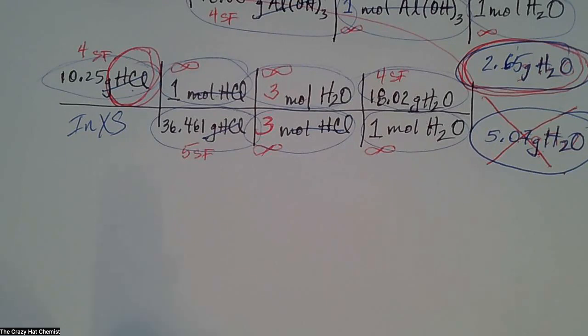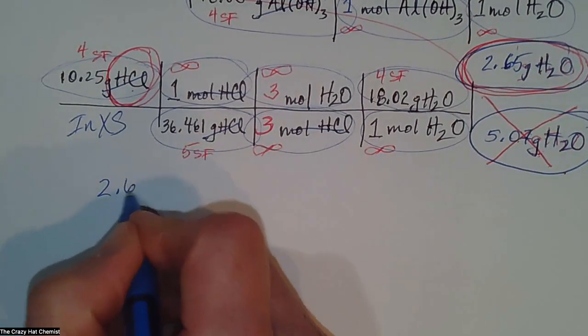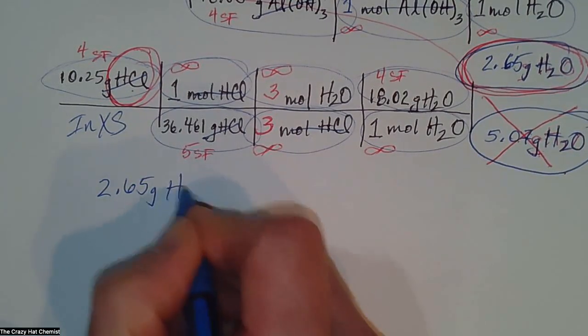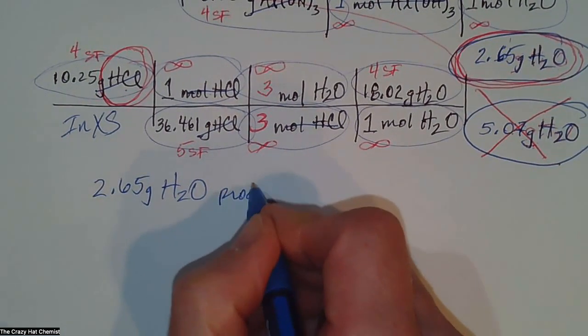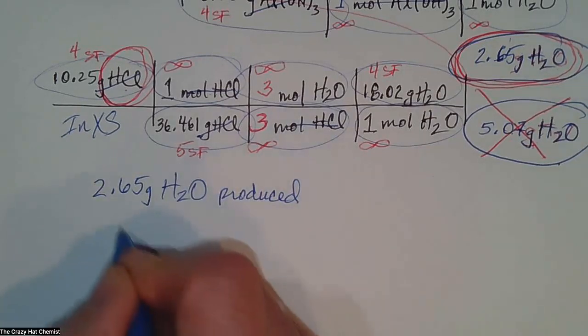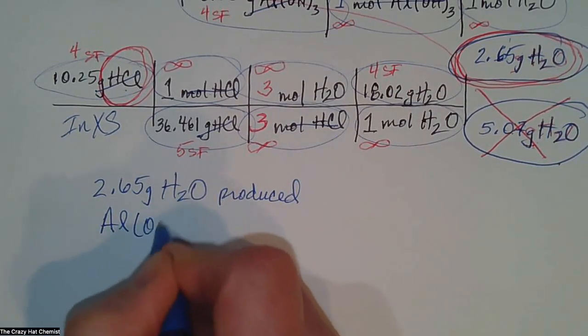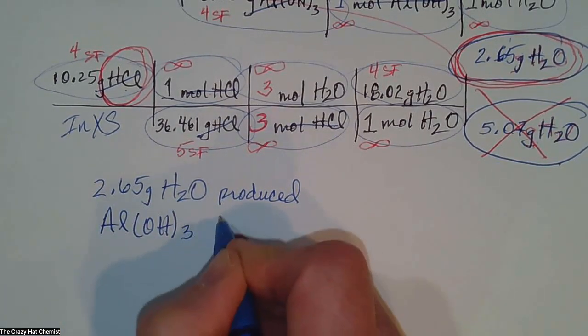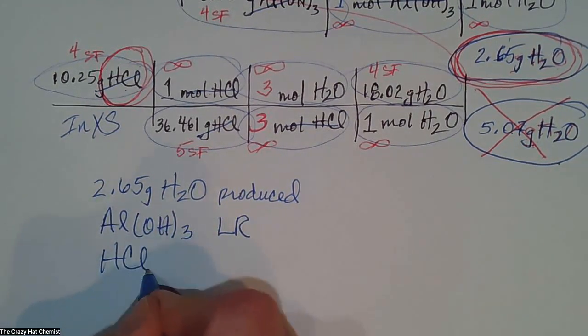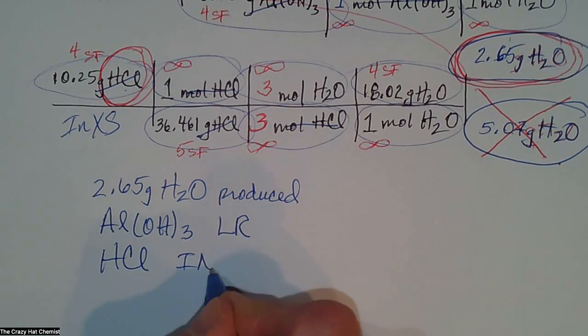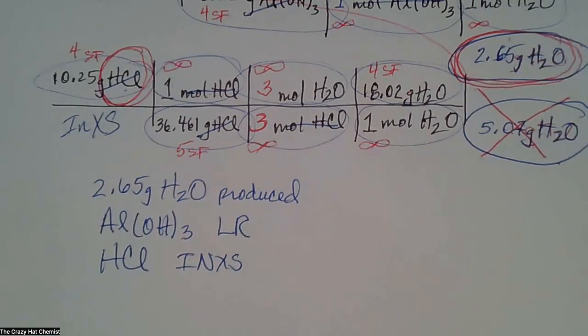Okay. So I'm going to write this down. 2.65 grams H2O produced. Al(OH)3 is the limiting reagent, and HCl is in excess, kind of like the rock band, in excess.